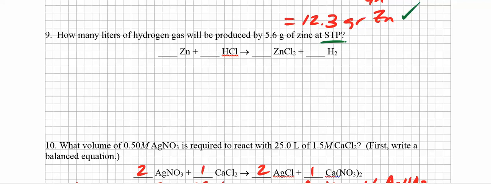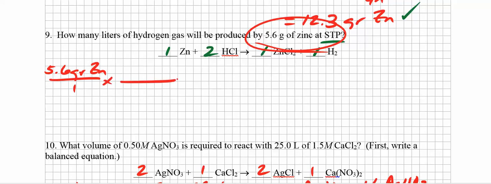Let's start by balancing it. This is what's going to balance it. 1, 2, 1, 1 will balance that reaction. And I'm going to start with what I've been given. I was given 5.6 grams of zinc. So I'm going to start there. So I'm going to say 5.6 grams of zinc, just like that. I'm going to put that number over 1.